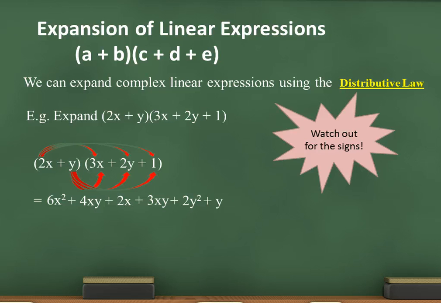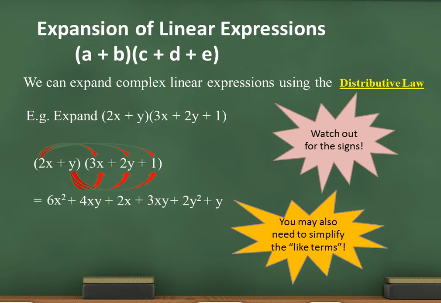One more time, do remember to watch out for the signs. We are lucky this time, all positive signs, but if there are any negative signs, do remember to watch the changes. Additionally, we may need to simplify the like terms. Can you spot any like terms in what we have solved? You can see that 4xy and 3xy are like terms, so we simplify them by adding them together. So we have 7xy plus 2x plus 2y squared plus y, and this should be the final answer.